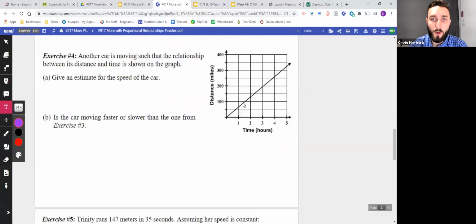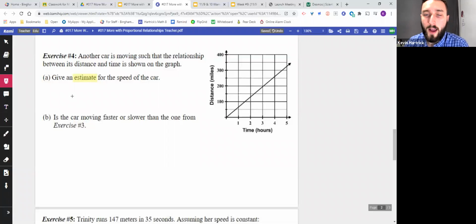Let's look at exercise number 4. Another car is moving such that the relationship between its distance and time is shown in a graph. So now we have to interpret a graph. We've got to look at it, understand what's going on in the graph, interpret it. So it says give an estimate. What does estimate mean? That just means a guess, but an educated guess based on some math. So you're going to do some math. You're not just going to pull a number out of your head, okay? So give an estimate for the speed of the car.